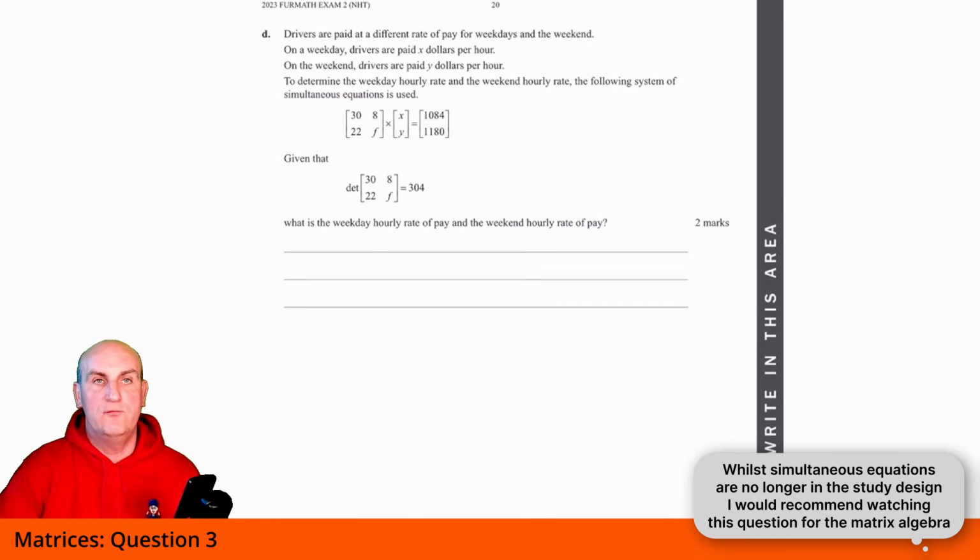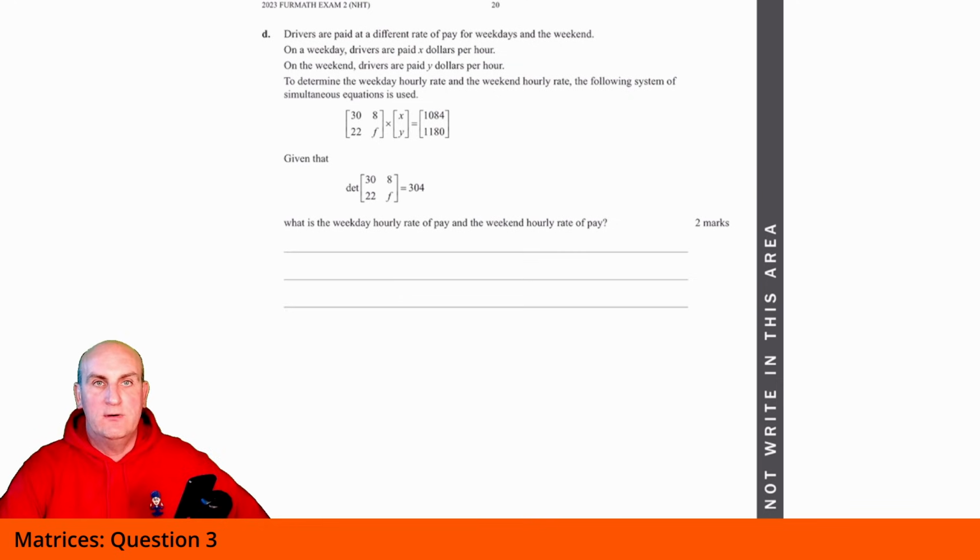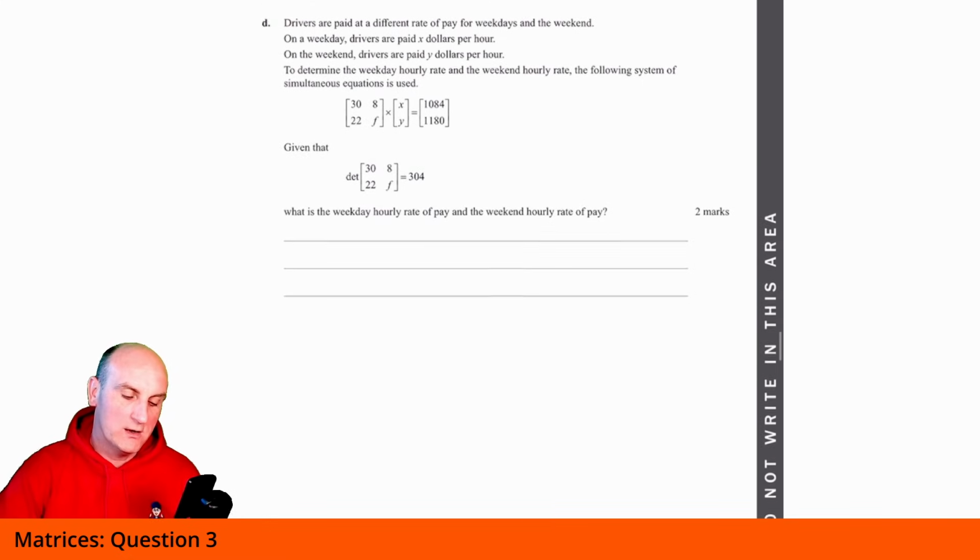Drivers are paid at a different rate for weekends and a weekday. On a weekday, drivers are paid X dollars per hour. On a weekend, drivers are paid Y dollars per hour. To determine the weekday hourly rate, the following system of simultaneous equations is used. Now, for those of you doing general maths from now on, this question is completely irrelevant because there's no longer simultaneous equations in this. Given that the determinant of 30, 22, 8 and F is 304, what is the weekday hourly rate? Well, this was a two-part question.